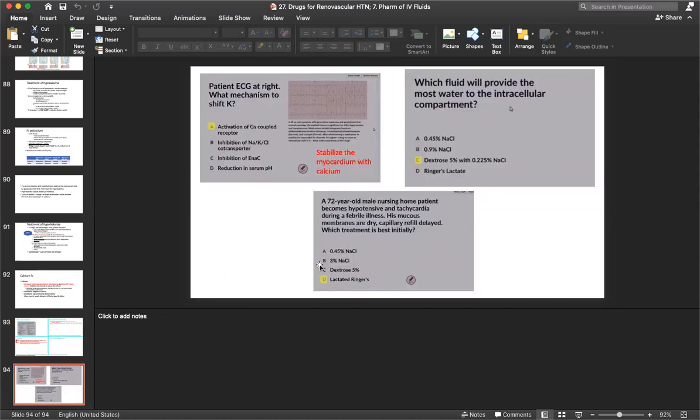A 72-year-old male nursing home patient is hypotensive and tachycardic with a fever. His mucous membranes are dry, cap refill delayed. So we're thinking he's dehydrated. What should we treat him with initially? We just want to replenish him, so we're going to give him some lactated Ringer's. All right, I've got a few more questions.